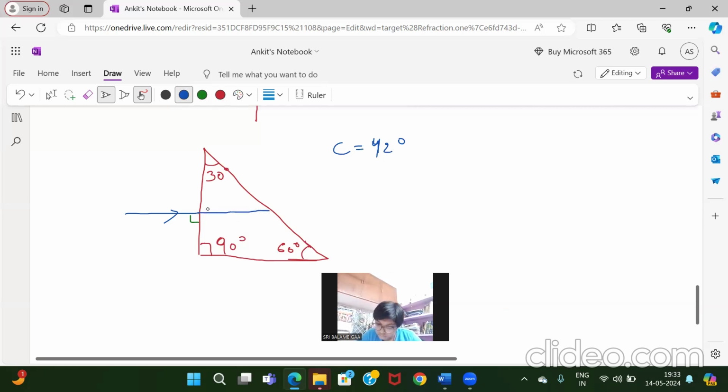Clear? See, this is 30. How much is this? 60. Very good. Now always draw, after coming here, you will draw the normal. This is normal. Now check what is the angle between the normal and the incident ray. How much is this?